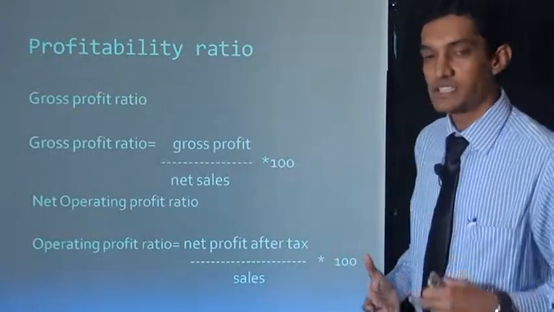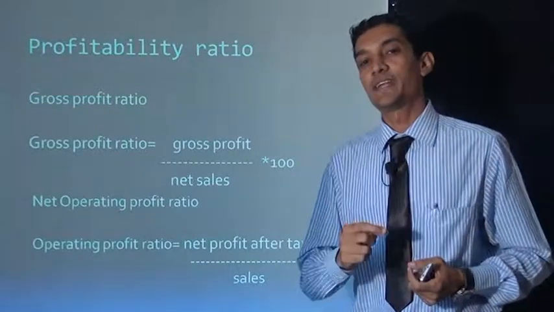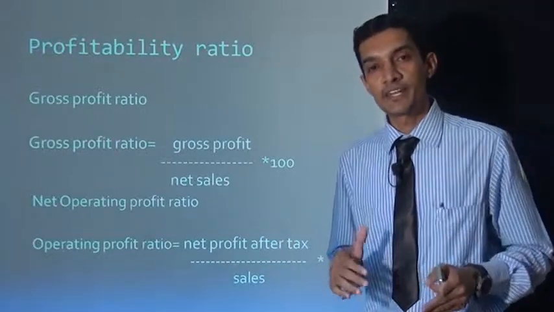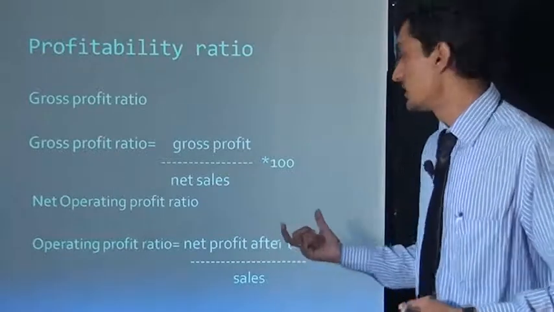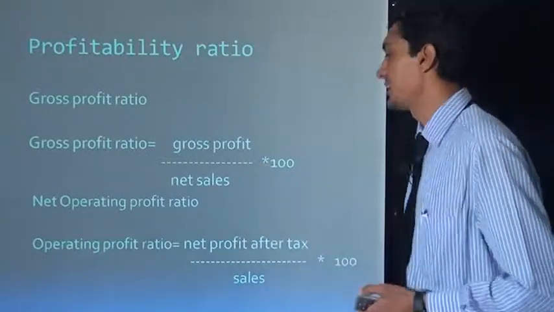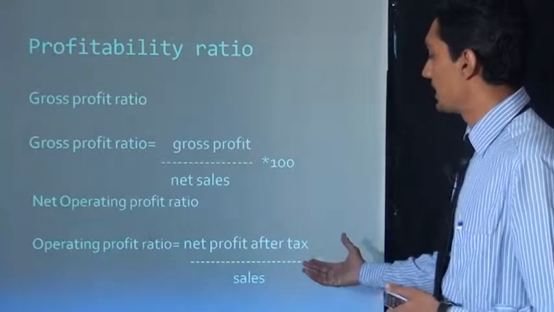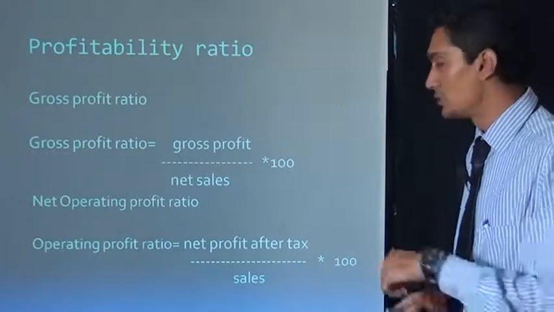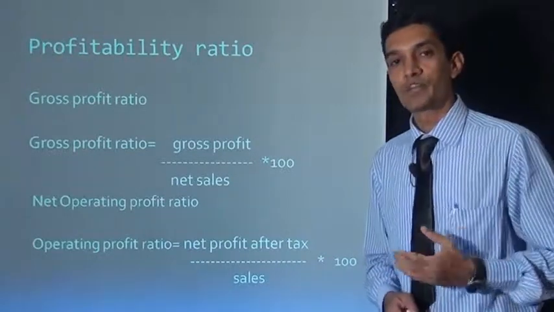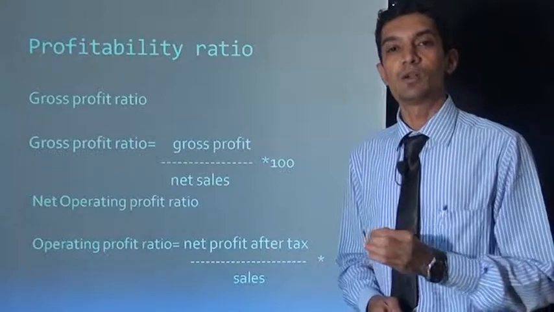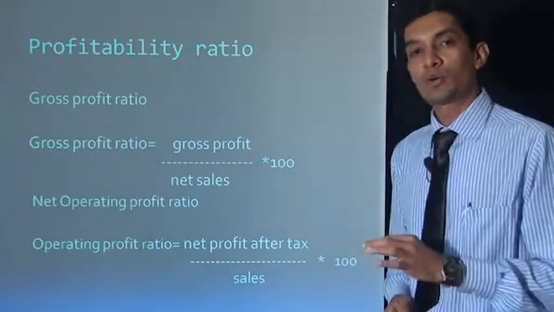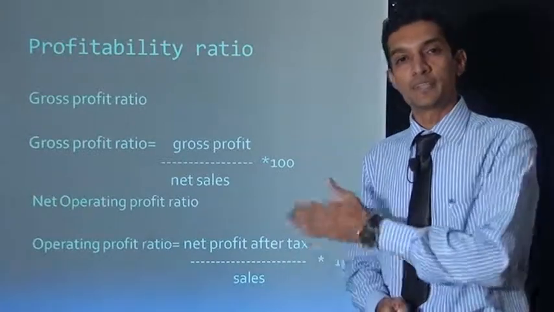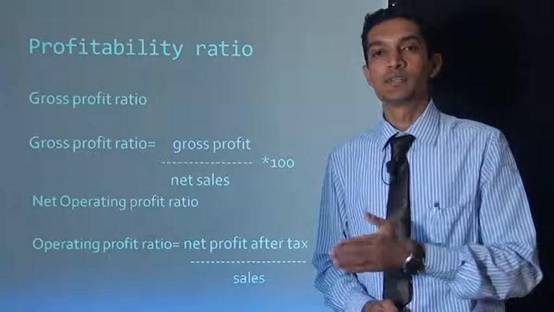Now net sales means sales minus sales returns. So the returns are deducted from sales and we get the net sales. Next is the net operating ratio: operating profit, net profit after tax divided by sales, multiplied by 100. Operating profit we take from the profit and loss account only. In the profit and loss account, all expenses are deducted from all income on the credit side. The credit side is more than the debit side.